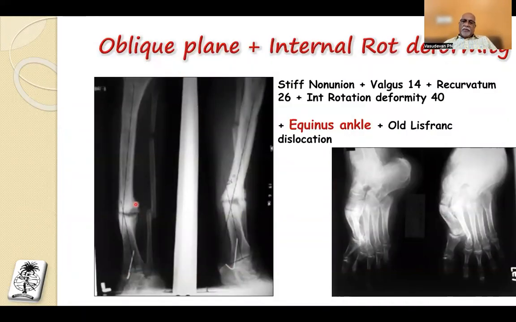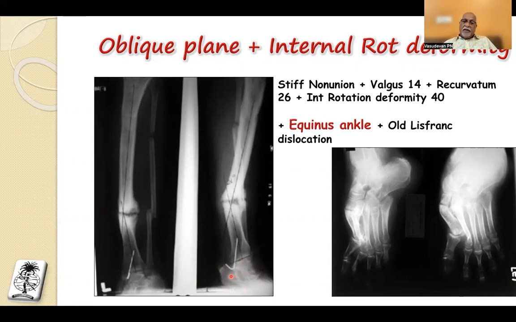Now look at this, a different case: a stiff non-union with deformity. There is an oblique plane deformity, valgus, and there is a recurvatum and valgus. But it was actually a healed fracture, non-union. The real enemy was a hidden equinus here. The equinus is a dangerous combination.